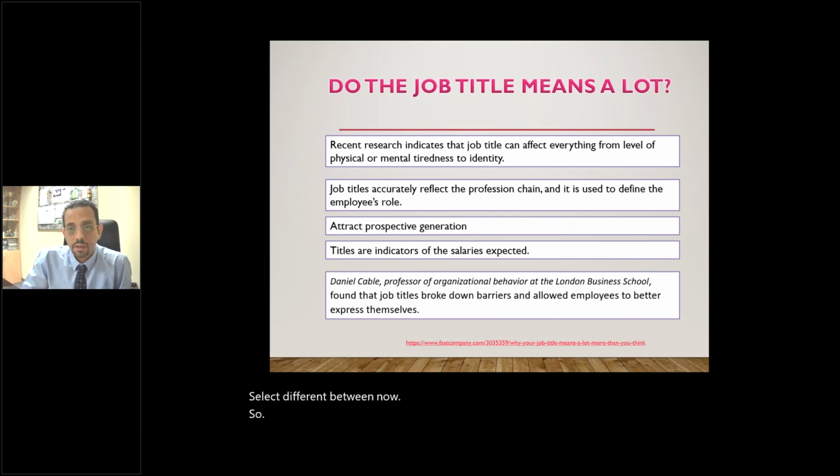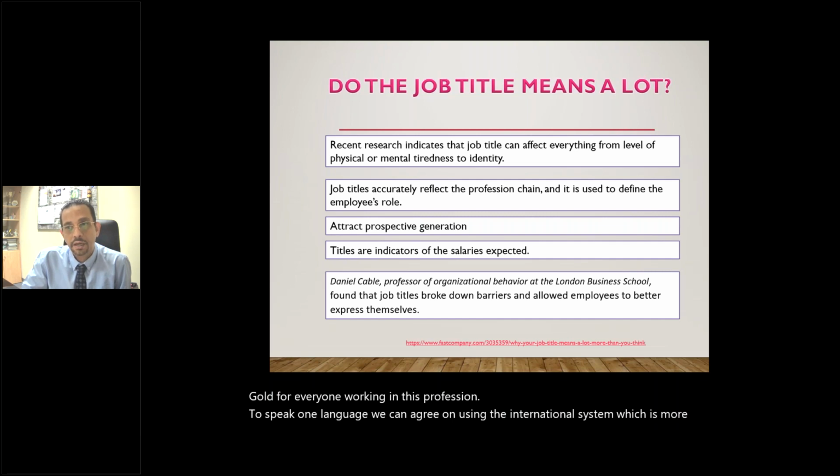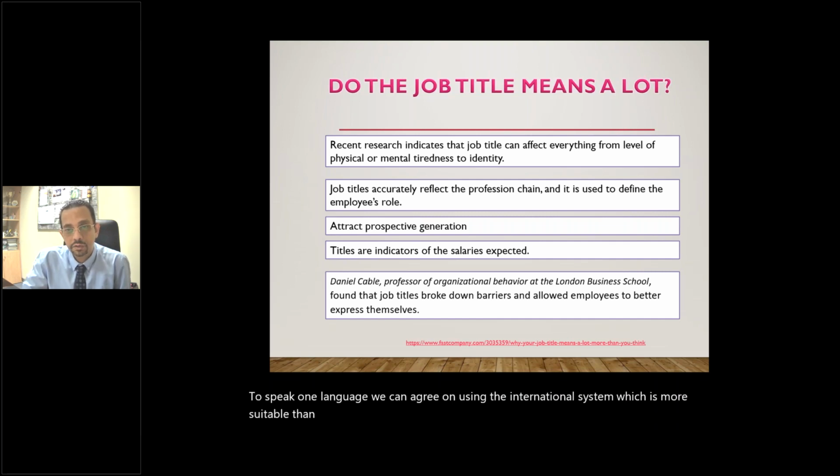So unfortunately, we don't use this confusion in the proper way to improve our profession or the profession in our region. And I think this is one of the most important goals for everyone working in this profession, to speak one language. We can agree on using the international system, which is more suitable than inventing a new title for the radiographers.